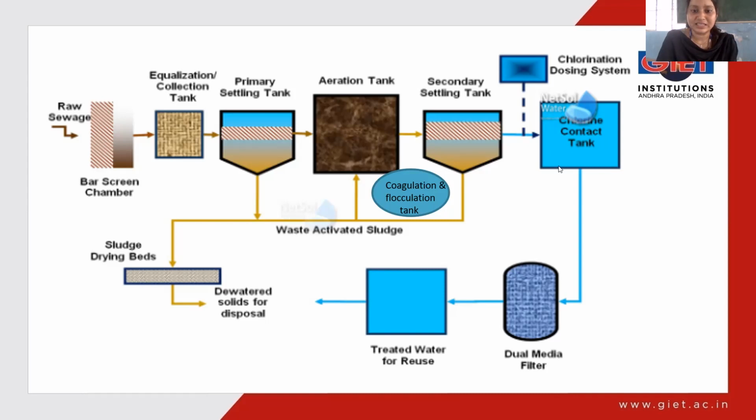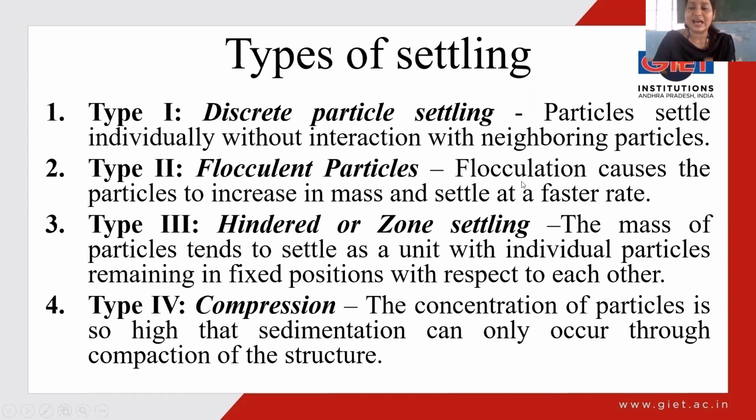So in the sedimentation tank, the settling can happen in 4 types. Discrete particle settling, flocculent particle settling, hindered or zone settling, and compression settling. So first, type 1 settling. Here, each individual particle is going to settle down because of its weight, because of the action of gravity. Coming to the second type, flocculent settling.